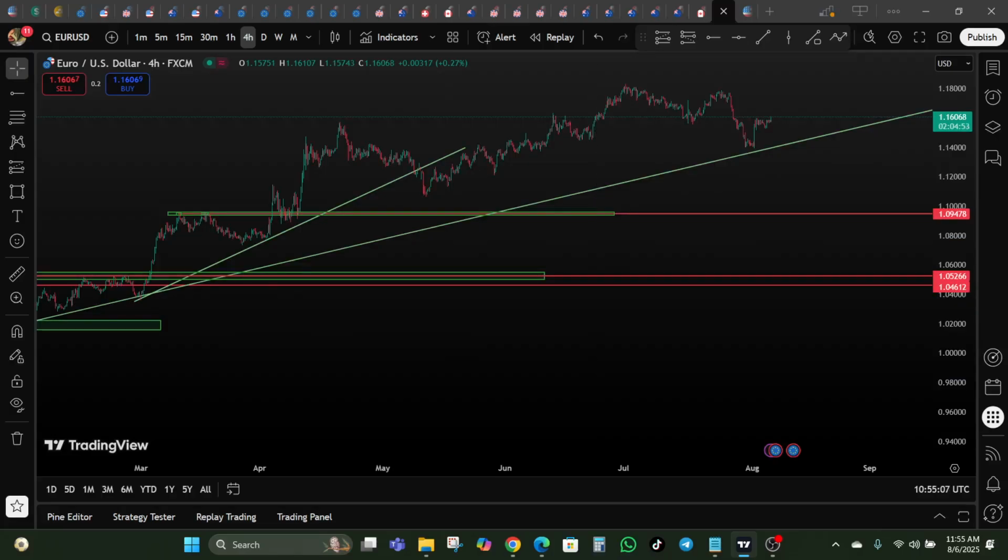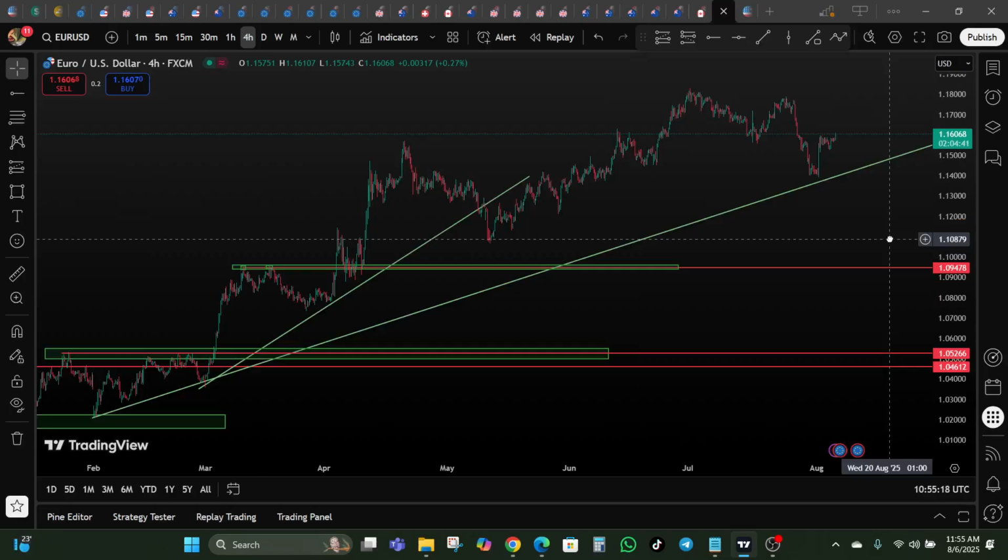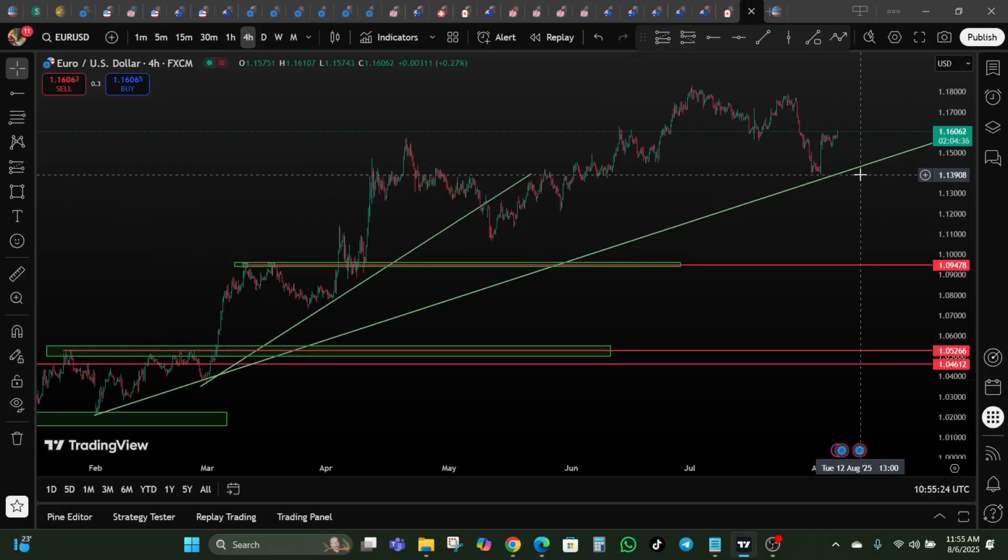Now once you have marked out all these important areas, just wait for price to tap into those zones and sweep liquidity. Wait for price to tap into one of the zones that you have marked out. You can see that we have another important zone around here.